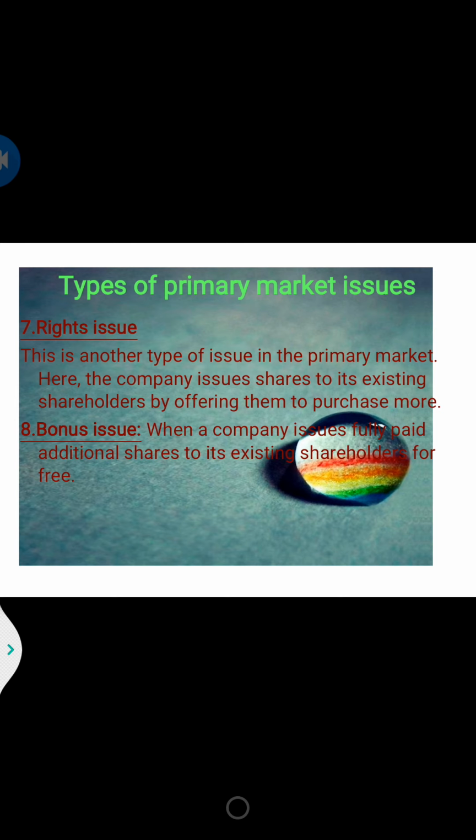What is a rights issue? The rights issue method is used when an existing company desires to increase its share capital. For this purpose, fresh shares are issued to its existing shareholders in proportion to the number of shares already held by them. That is called a rights issue. It is another type of issue in the primary market. Here the company issues shares to whom? Its existing shareholders, by offering them the chance to purchase more.